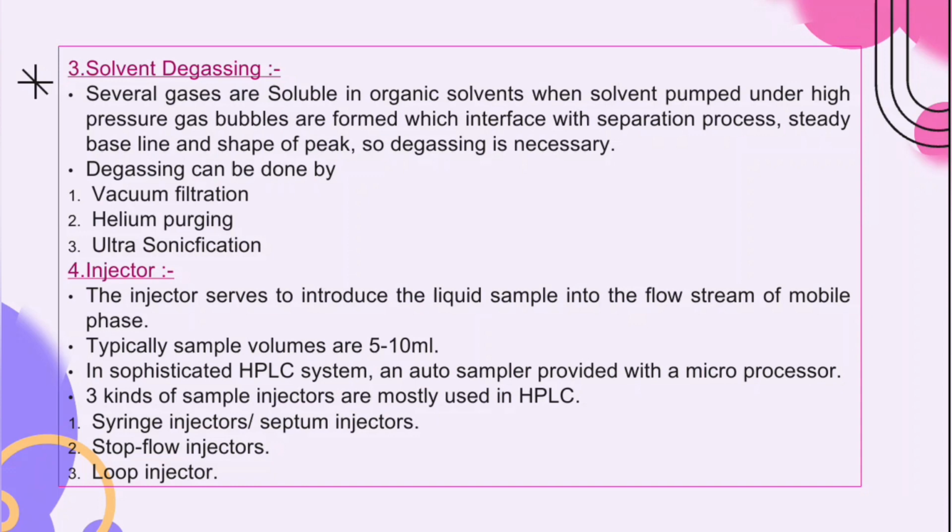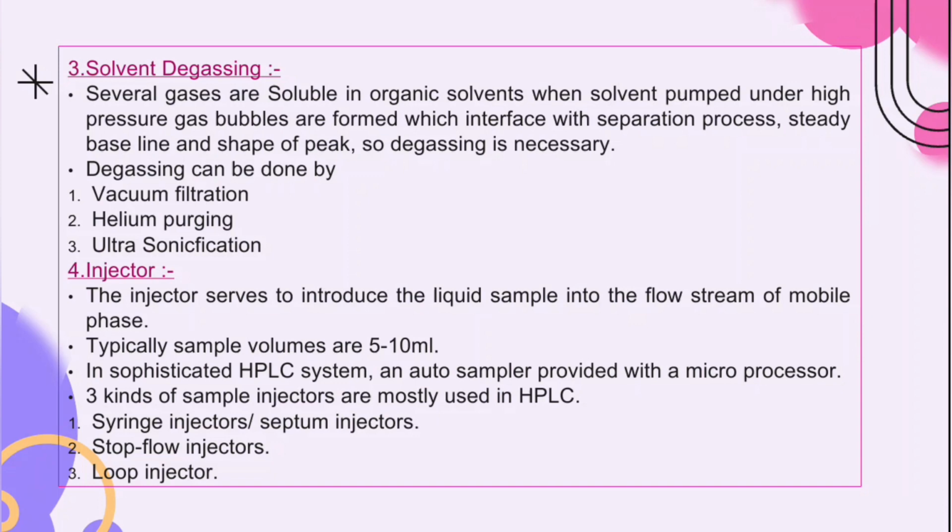When solvent is pumped under high pressure, gas bubbles are formed, which interfere with the separation process, steady baseline, and shape of the peak. So, degassing is necessary. Degassing can be done by three methods: vacuum filtration, helium purging, and ultrasonification.